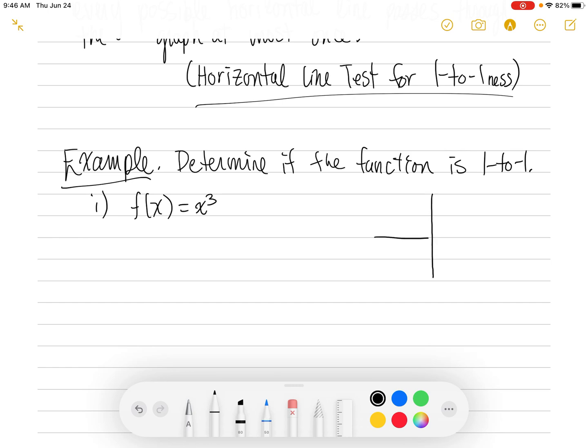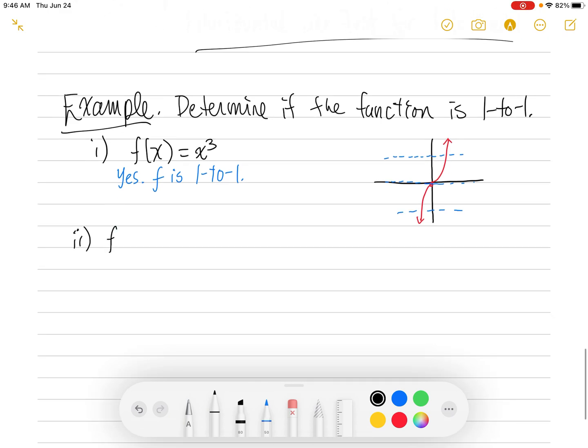Number one, we have the function x cubed, right? That's a very famous function. If you remember the graph of x cubed, this is an important one. I'm not going to be accurate, but it looks something like this. Now, does that pass the horizontal line test? If I take a horizontal line, does it only pass through at most one time? Yes. So f is one-to-one.